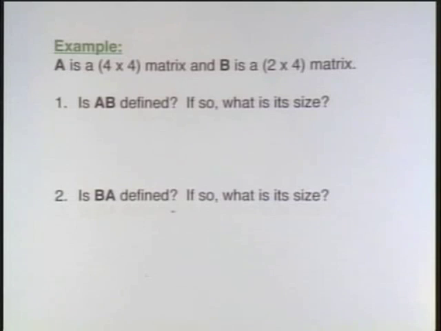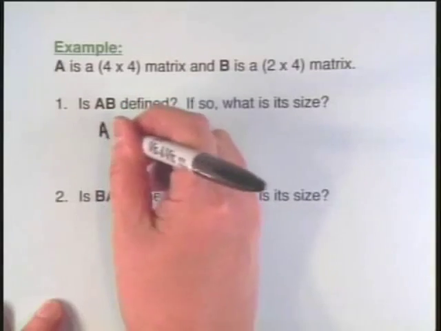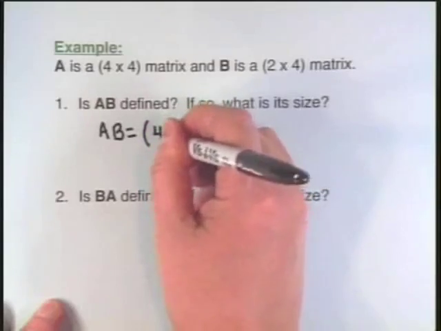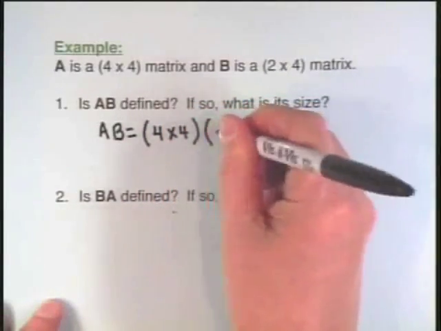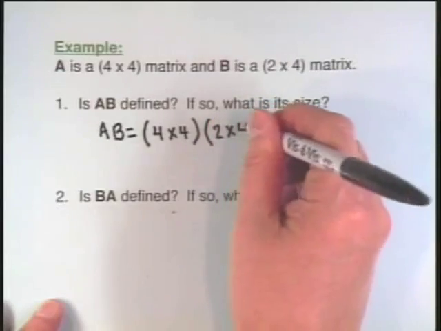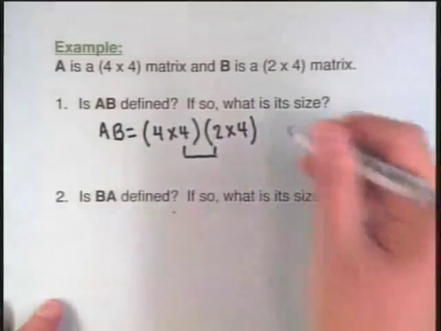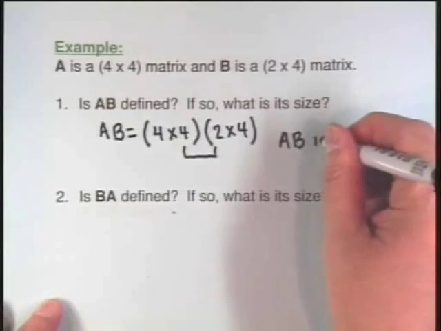Example. A is a 4 by 4 matrix and B is a 2 by 4 matrix. Is A times B defined? If so, what is its size? A times B is equal to 4 by 4 times 2 by 4. The inner dimensions do not correspond, so therefore AB is not defined.